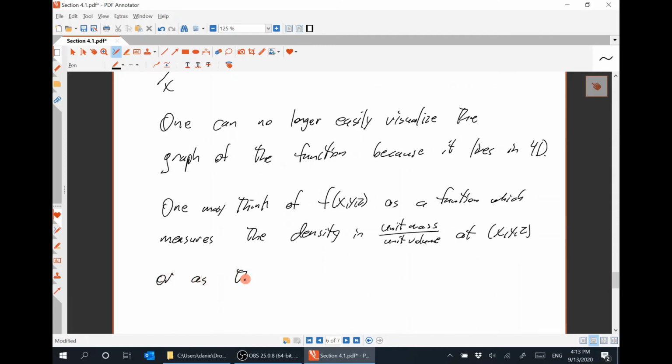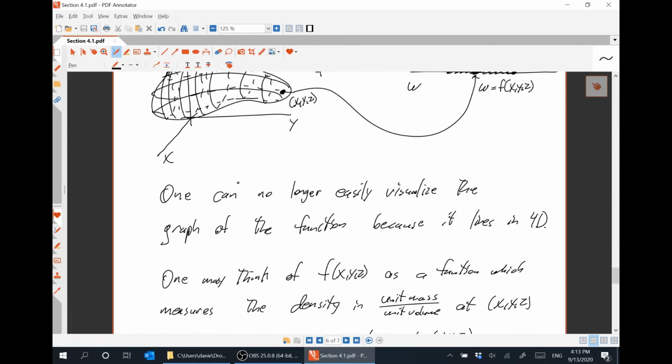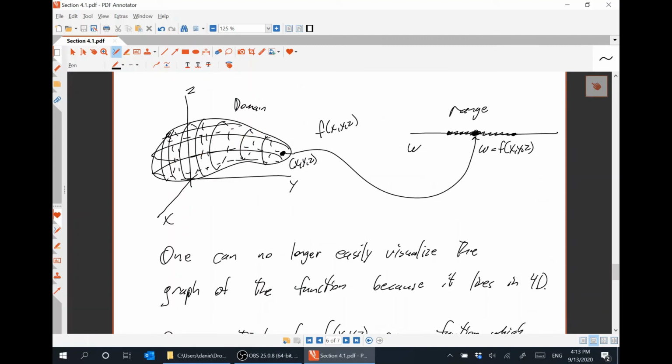Or as the temperature at point x, y, z. So, for example, like you've got this object, this domain object in three-dimensional space, and you've got some heat source right there, right? It's radiating out heat. And then you have the function f measuring temperature. The temperature over here at these points is going to be hotter than over here, right? Up here, it's a little cooler than here. Down here, it's a little cooler than right there. So on and so forth. The temperature will decrease as you go further away from that heat source.